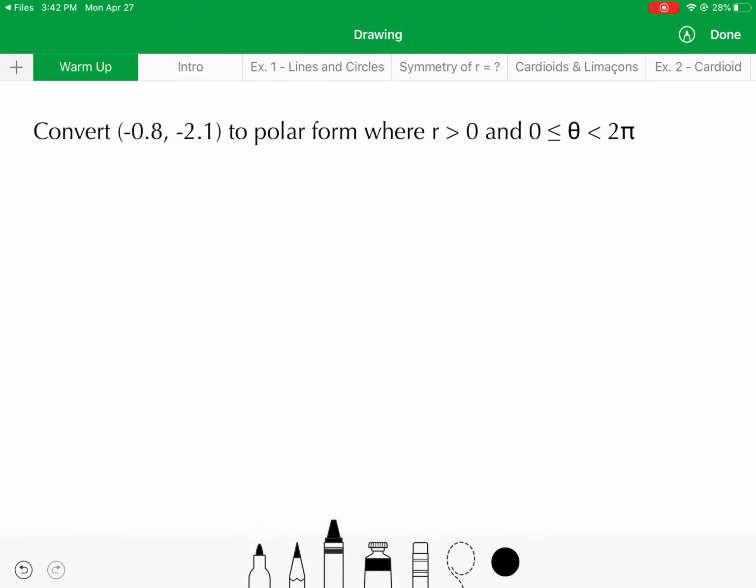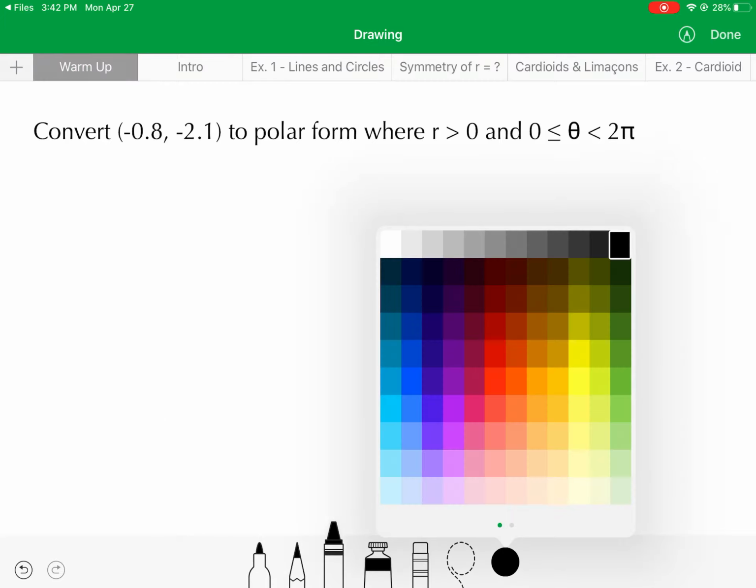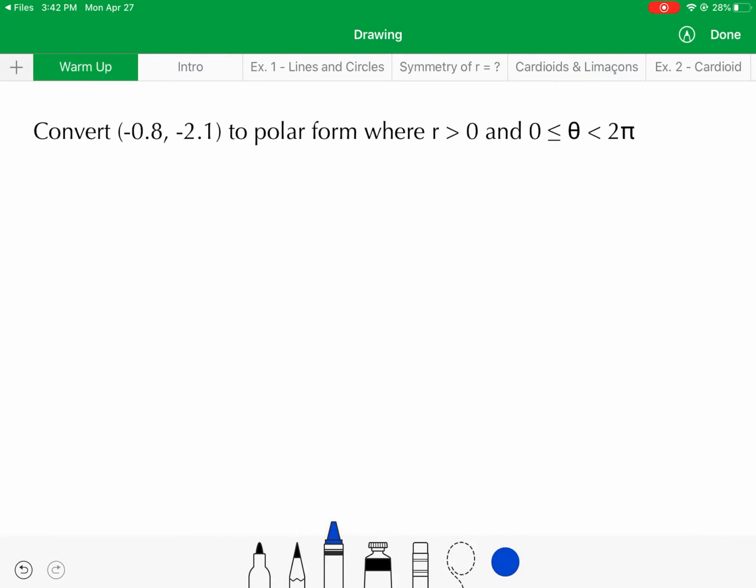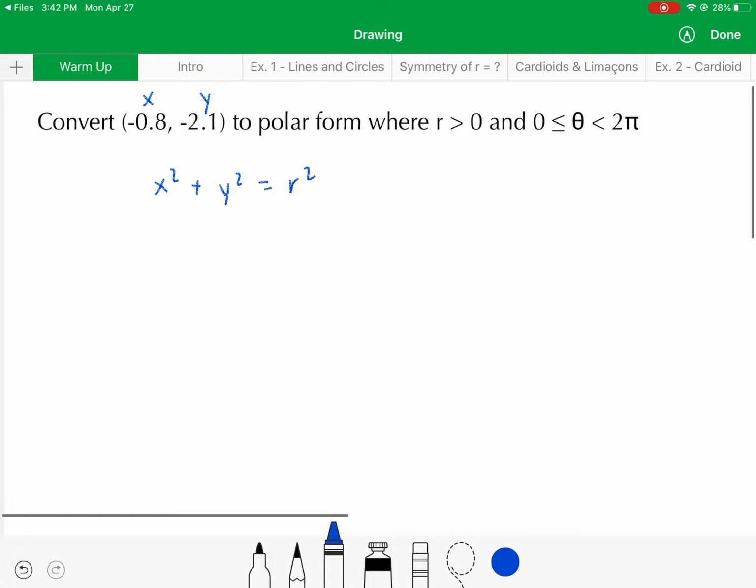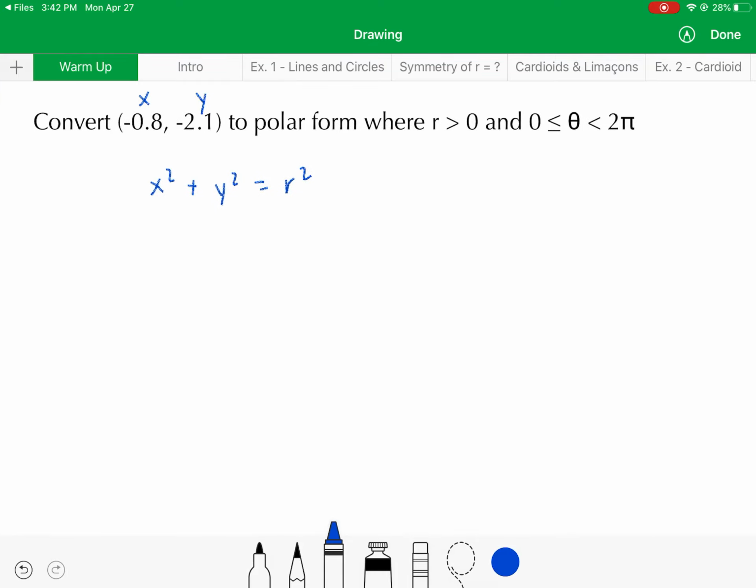So if we're in rectangular form, we know that the point that we are given represents an x coordinate and a y coordinate, right? And we can find the associated r value in polar form by simply using x squared plus y squared equals r squared. Most of you did this part correctly on the quiz. So x squared in this case would be 0.64, y squared would be 4.41.